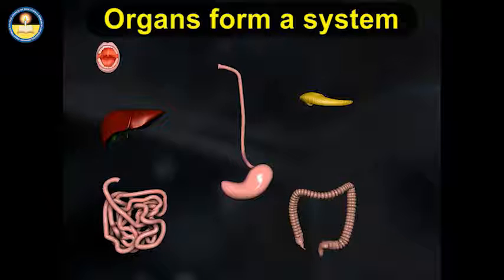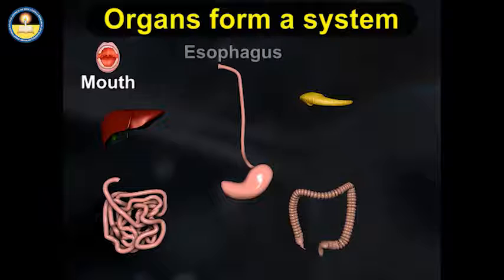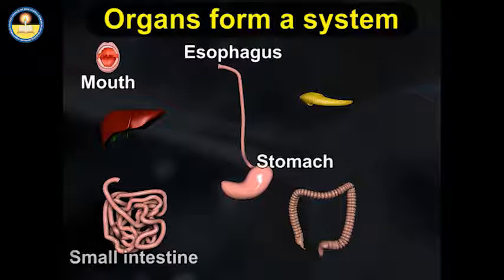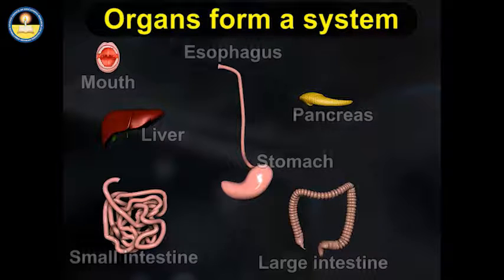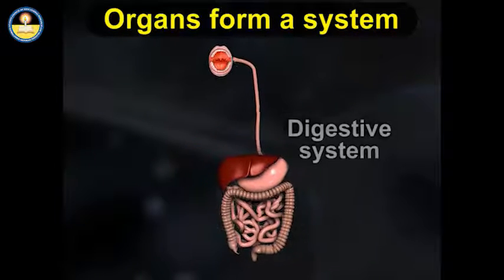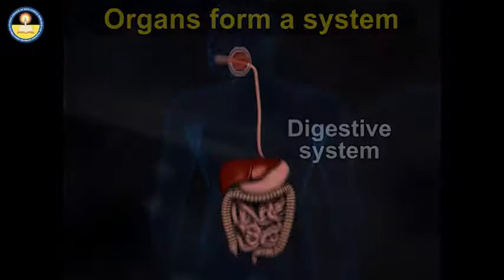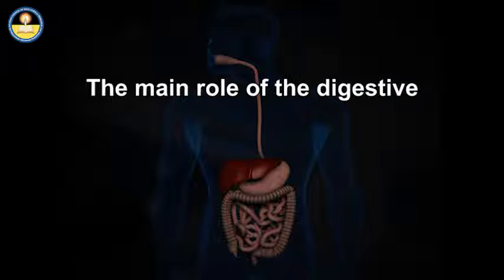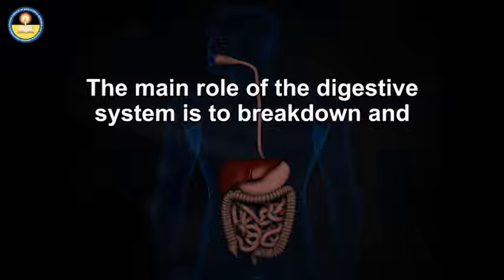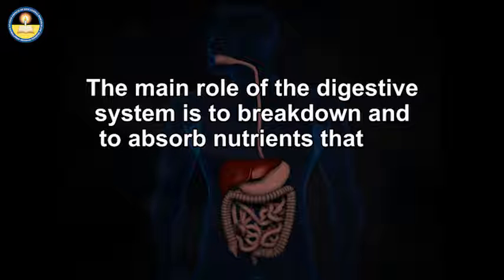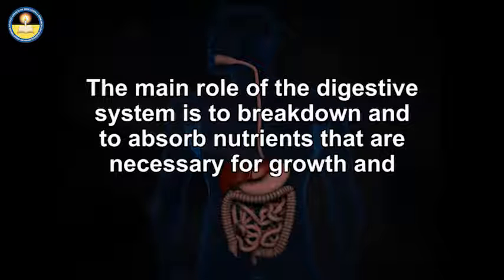So all these organs, mouth, esophagus, stomach, small intestine and large intestine, liver, etc., form a system known as the digestive system. The main role of the digestive system is to break down and to absorb the nutrients that are necessary for growth and maintenance.